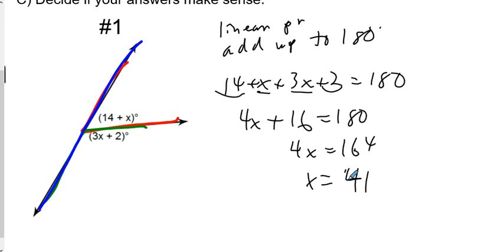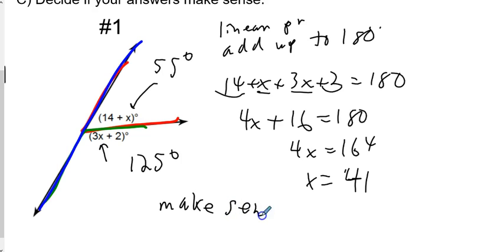And now we're going to plot 41 in here and here. So 41 plus 14 is 55 degrees. And 3 times 41 plus 2 is 125 degrees. Well, first off, they add up to 180. And the 125 is obtuse, and the 55 is acute. So we're going to say yes, that makes sense. Easy enough.